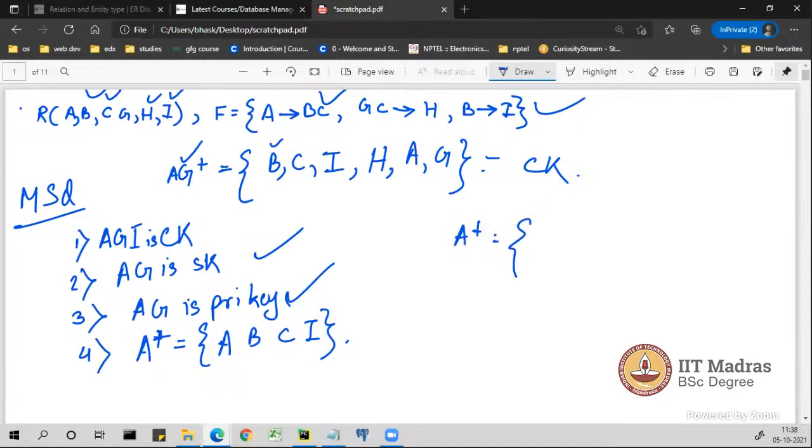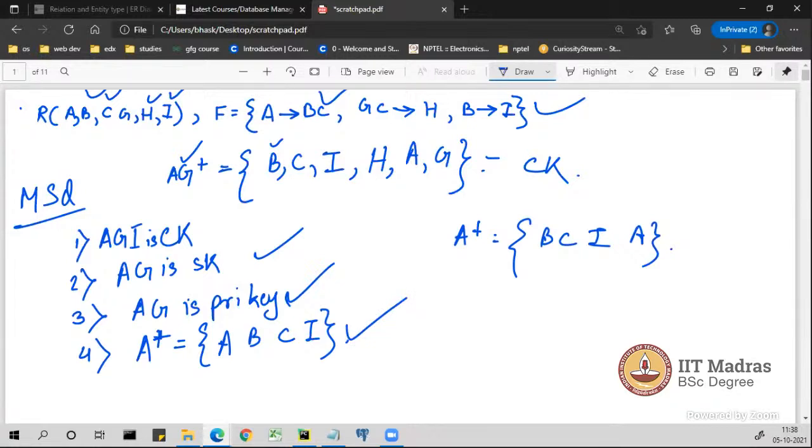This we will do together. What is A plus? It determines BC. BC, very good. And then we can get I from the functional dependency, B determines I. And A is already there. Very good. A, B, C, I, so the fourth option is also correct.